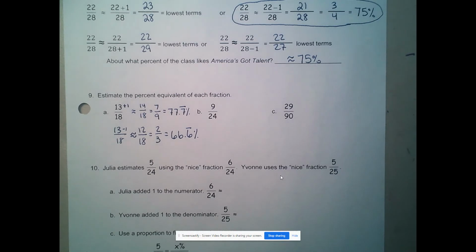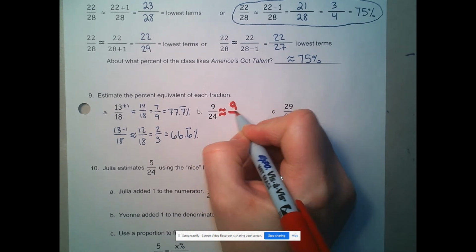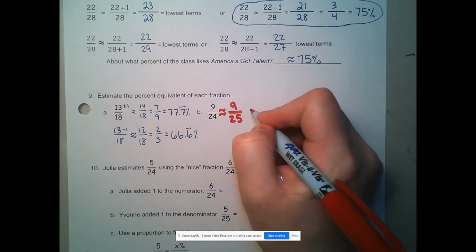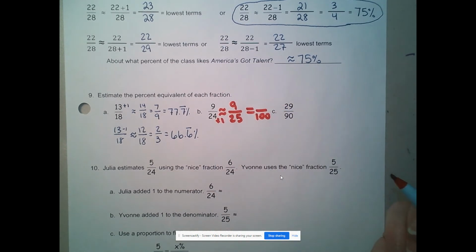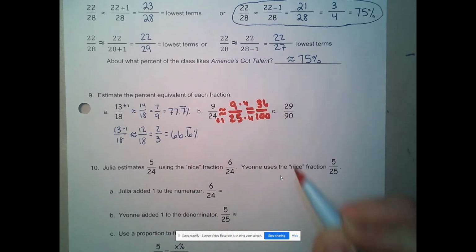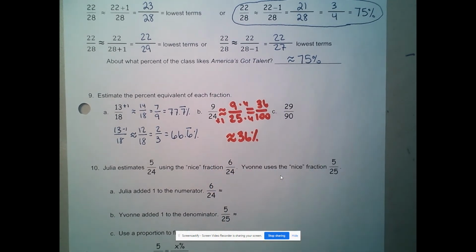The next one is 9/24. And sometimes the answer isn't always about getting a friendly one to reduce or simplify, I should say. Sometimes it's about getting a fraction that is friendlier to change into a percent, like something that ends with 25ths, because 25ths are really easy to get to 100. So it's not always about getting it to lowest terms. If I add 1 to the denominator here, I've got something with 25ths. I can do times 4, I can do times 4 and get 36/100ths and say, oh, it's about 36%. So that's another option as well.